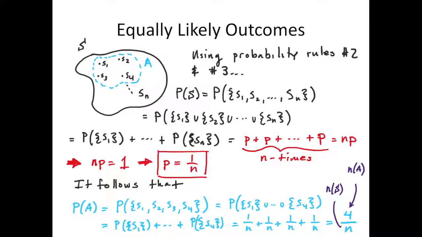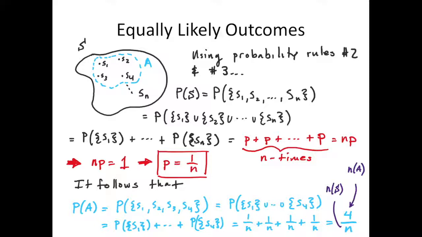It then follows that the probability of event A in blue, will once again do the same argument. Well, that's the probability of the event containing S1 through S4. I take that compound event and break it up into a union of simple events that are mutually exclusive. Then I can break up that probability of a union into a sum of probabilities of simple events. And in this case now, I know that each one of them has a probability of 1 over n.